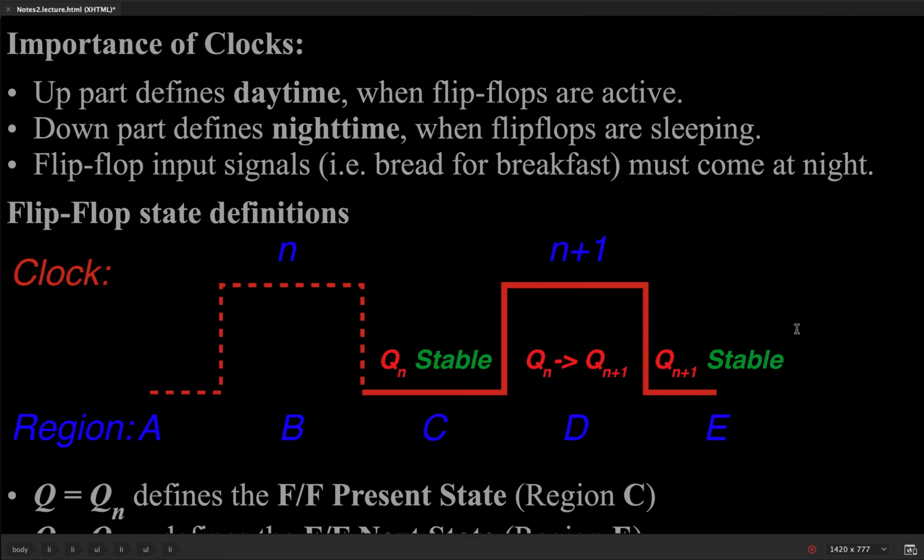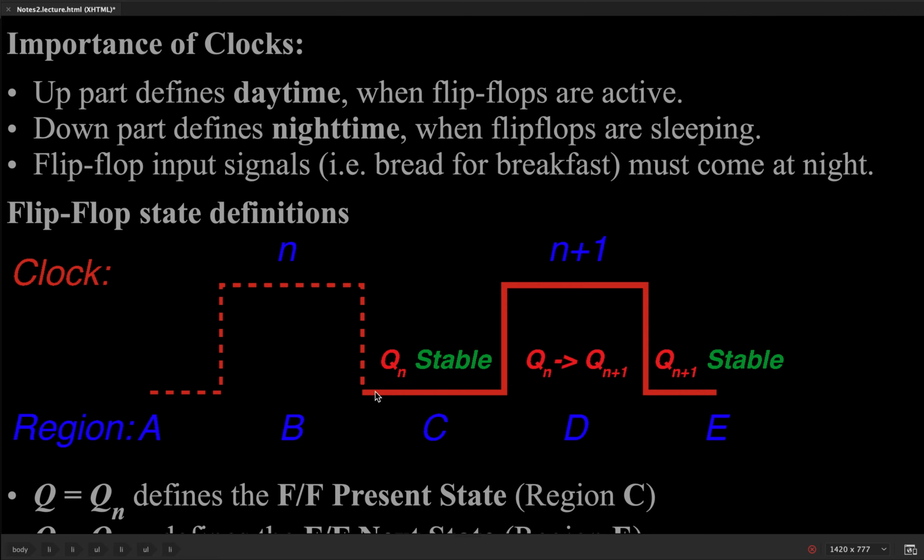Clocks are the same thing as the rising sun and the setting sun. The up part of the clock defines the daytime, such as here in the next day, n plus 1. And this is when the flip-flops are active. They can change from a present state, which was what it had the night before, to the current one of this day.